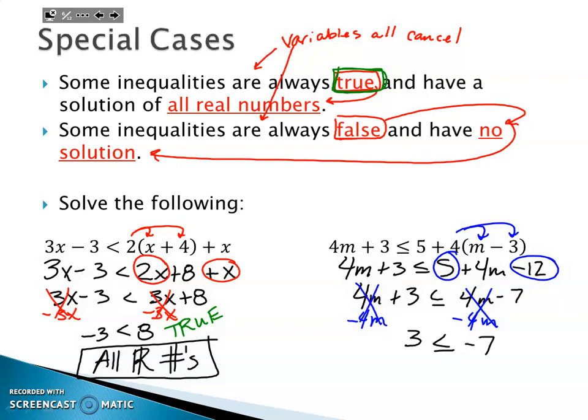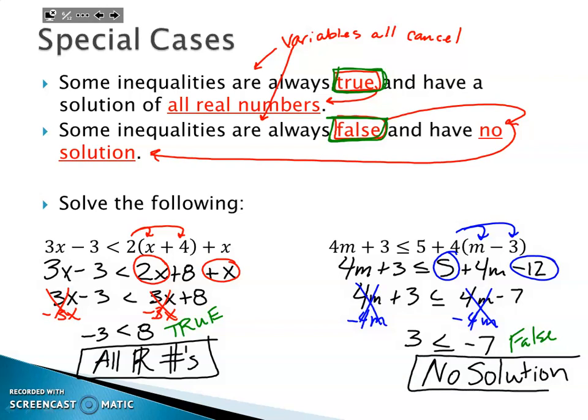Is 3 less than or equal to negative 7? No, it is not. So that would be an example of a false statement. We could say that this statement down here is false. So what's our answer for this? It's not false. It's not 3 less than or equal to negative 7. Our answer would be that this has no solution. So a couple examples there of what you guys can expect to see.